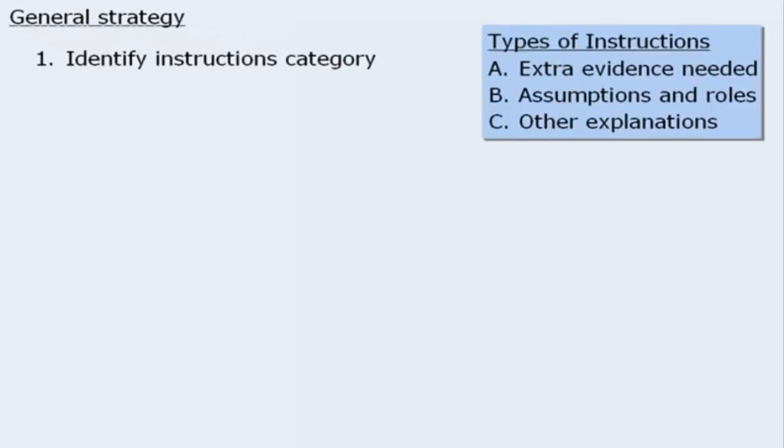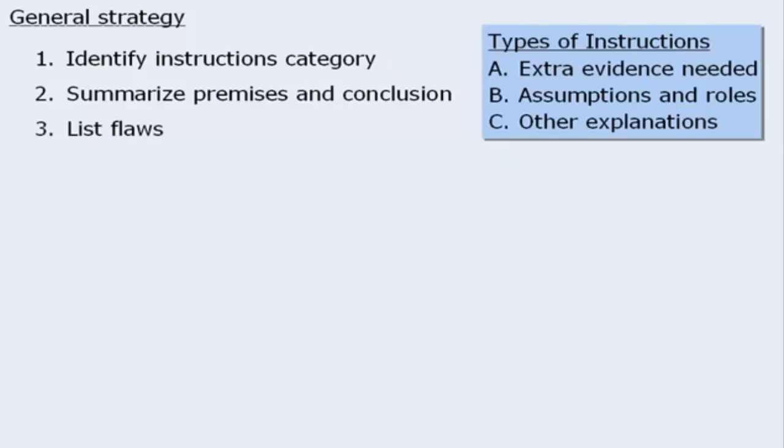Our strategy is as follows. The first step is to identify which category of instructions appears with the argument. The next step is to deconstruct the argument by identifying and summarizing the given premises and the conclusion. From here, once we have a good understanding of the argument, we'll start generating discussion points. To this end, we'll begin listing flaws in the argument. Once we've identified 3 to 5 flaws, we'll choose 2 to 4 of them to work with.